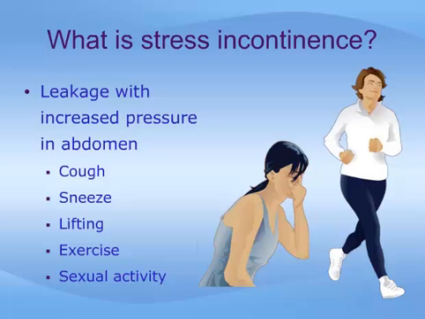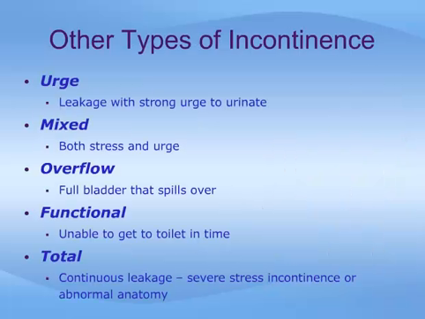There are many types of urinary incontinence. Stress incontinence describes urine leakage associated with an increase in pressure in the abdomen, such as from coughing, sneezing, lifting, exercise, or sexual activity.